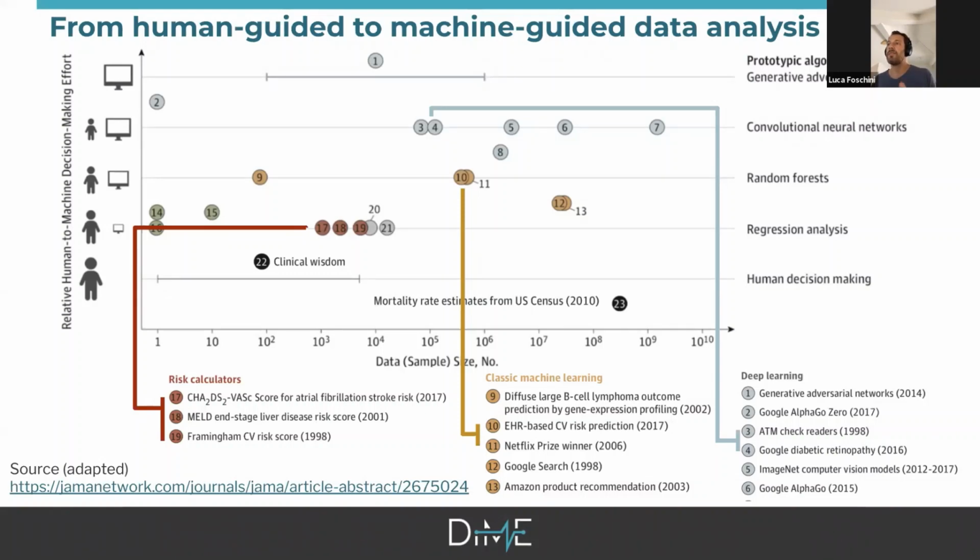And then as you move up, you see classical machine learning in yellow, and you see that cardiovascular risk predictions based on EHR are very similar in terms of algorithm to what was used to win the Netflix prize. These are numbers 10 and 11. And if you move up on the y-axis and look at points 3 and 4, then you start looking at deep learning methods. And it's fun to see that next to each other, you see an algorithm to read ATM checks from 1998, and a Google diabetic retinopathy algorithm from 2016. They're fundamentally the same in terms of the input that the human needs to give to the algorithm and the size of the data they are trained on.